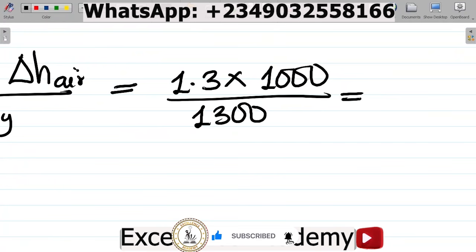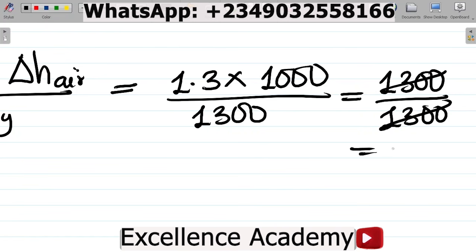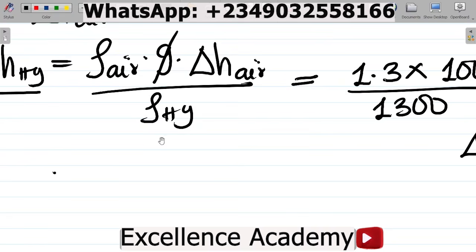Working on this, 1.3 times 1,000 gives you 1,300. So you have 1,300 divided by 1,300. Of course, if you cancel this, this will be equal to 1. So this is the change in height of mercury. It becomes 1 meter. All right, I think they're using meter there for height.